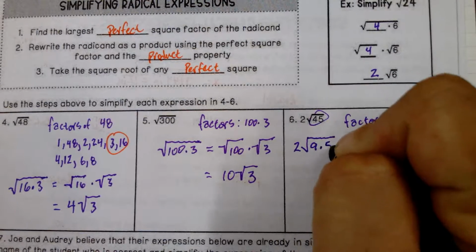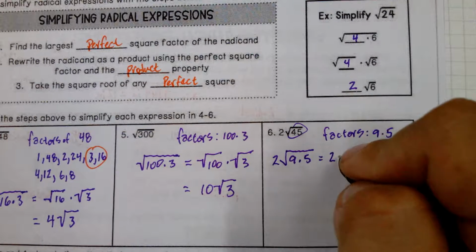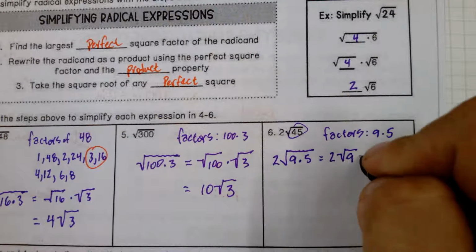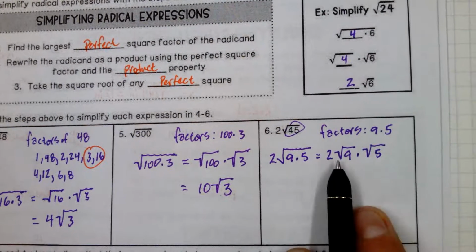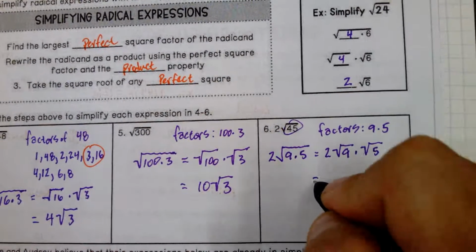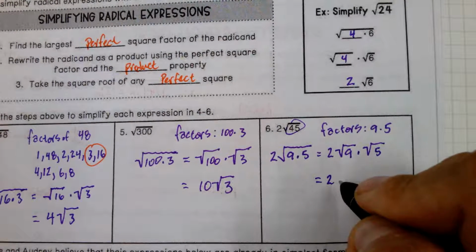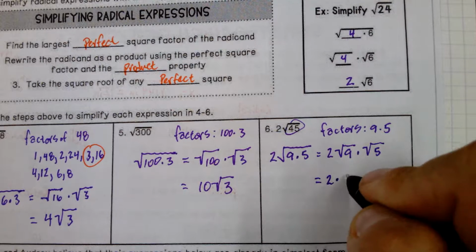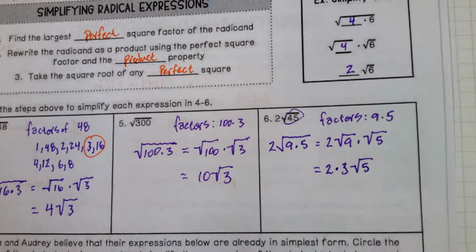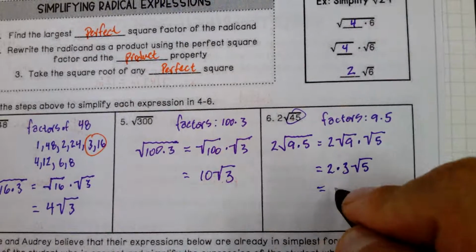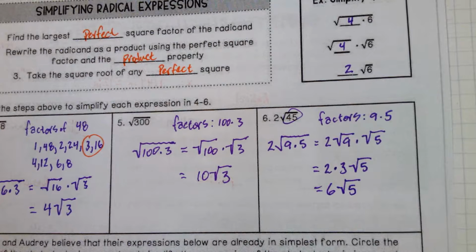9 times 5, which we can break up into 2 times radical 9 times radical 5. And the square root of 9 is 3. So now what do we do with that 3? Basically, I'm going to show you all the steps because this is notes, and we don't want to get confused in the notes. We get 2 times 3 times radical 5. So this is 6 radical 5. Okay?